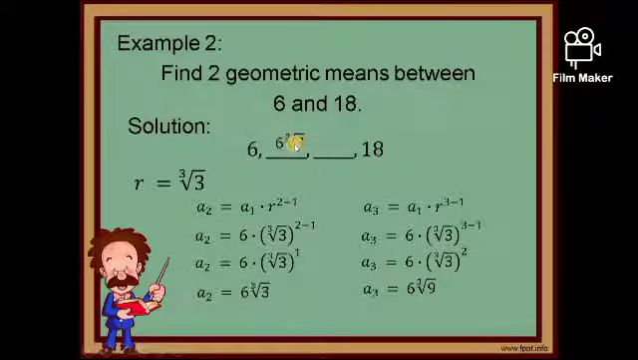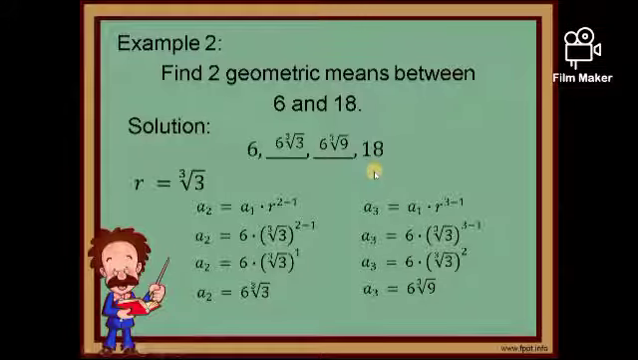So the second term is 6 cube root of 3, or simply the first term times the common ratio. 6 times cube root of 3 is 6 cube root of 3. Again, multiply by the common ratio. 6 cube root of 3 times the common ratio cube root of 3 will give you 6 cube root of 9. Now 6 cube root of 9 times again cube root of 3 will give you 18.